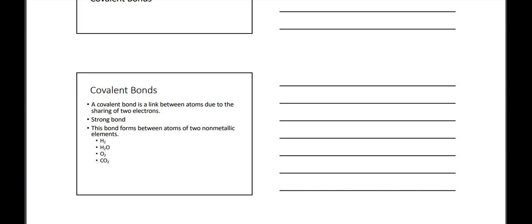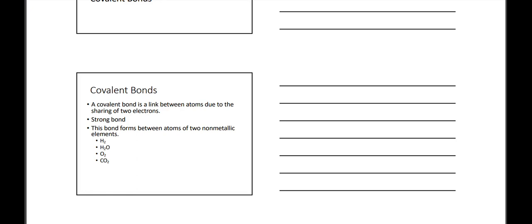So a covalent bond is defined as the link between atoms due to the sharing of two electrons. The key word that I would like you to pay attention to is sharing of two electrons in covalent bonds. So for covalent bond formation, the main principle is the concept of sharing electrons. Electrons are not gained, electrons are not lost, rather they are shared by two atoms or by two nuclei. Okay?